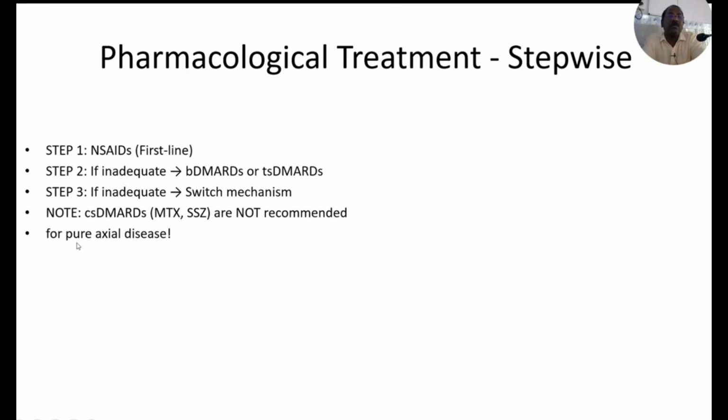They are not recommended for the pure axial disease. That is the most important take home point. So once the diagnosis is spondyloarthritis, spondyloarthropathy, better not to use the conventional synthetic DMARDs. They are not recommended for the pure axial disease, maybe for the peripheral arthritis, not for your spinal diseases. For spinal, usually you go for the biologicals like your rituximab, etanercept or adalimumab, or your JAK inhibitors like tofacitinib, that is your tissue specific DMARDs.